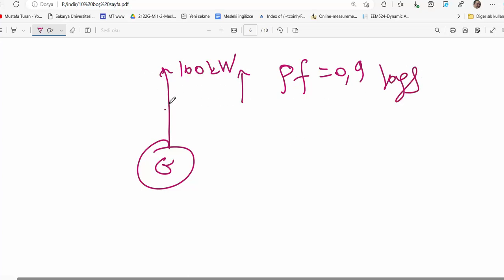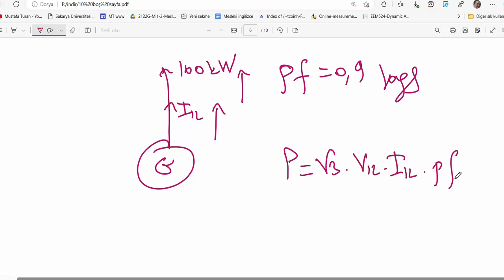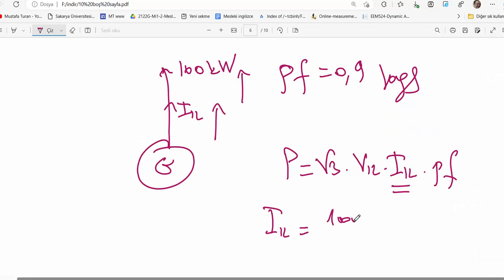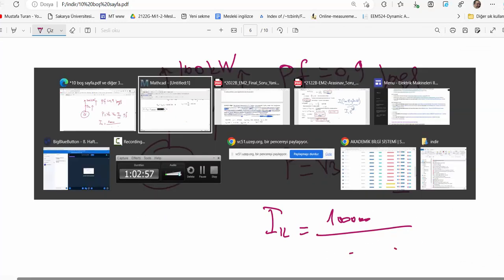So line current can be calculated. Power delivered to the three-phase grid is square root of 3 times line voltage, line current, and power factor. So line current is equal to power, which is 100 kilowatts, over the rest. Let's do it.